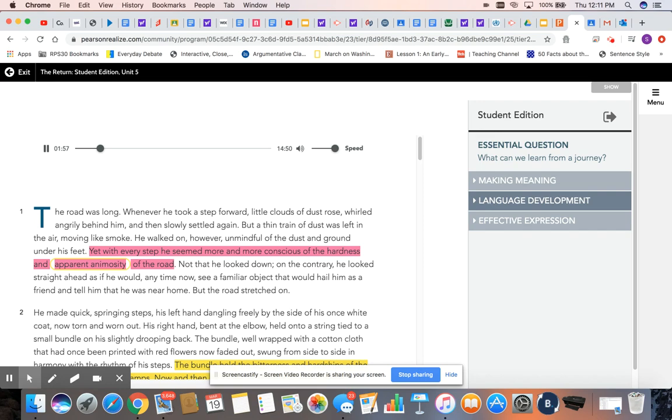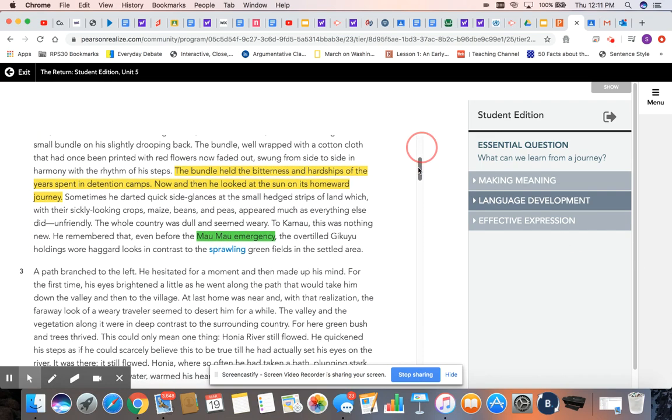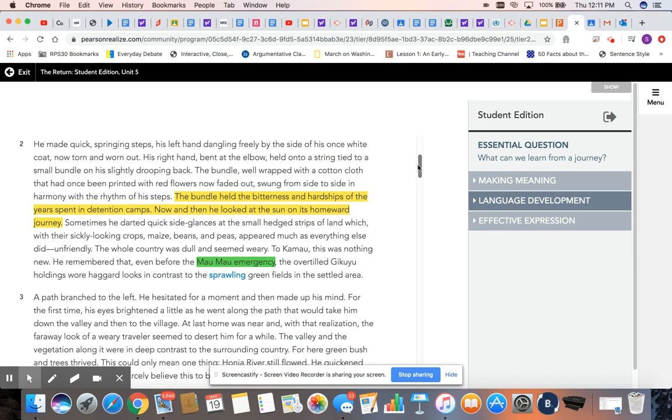He made quick, springing steps, his left hand dangling freely by the side of his once white coat, now torn and worn out. His right hand, bent at the elbow, held onto a string tied to a small bundle on his slightly drooping back. The bundle, well wrapped with a cotton cloth that had once been printed with red flowers, now faded out, swung from side to side in harmony with the rhythm of his steps. The bundle held the bitterness and hardships of the years spent in detention camps.